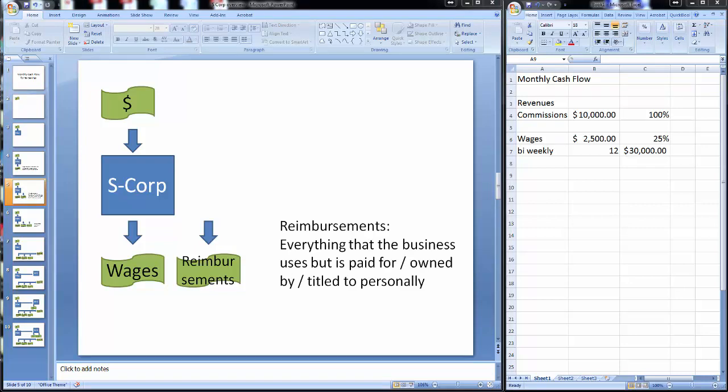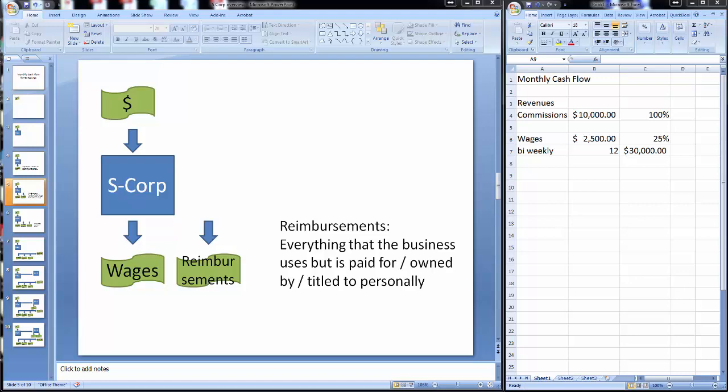Reimbursements are everything that the business uses, but it's paid for or owned by or titled to yourself individually or personally. Three great examples of this is the home office. The home office is owned by you as the employee, titled to you personally. So you don't want to change the title of the house over to your S corporation, or sell your home to your S corporation. That'd just be silly. So the reimbursement sheet allows you to reimburse yourself for use of the home office.